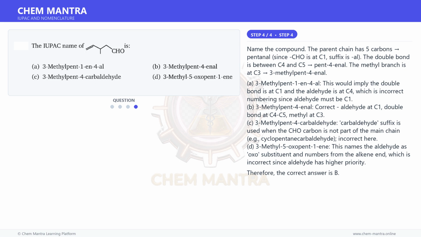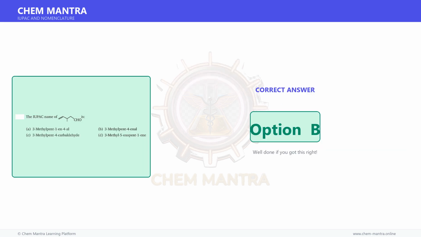Option D: 3-methyl-5-oxopent-1-ene. This names the aldehyde as an oxo substituent and numbers from the alkene end, which is incorrect since aldehyde has higher priority. Therefore, the correct answer is option B.